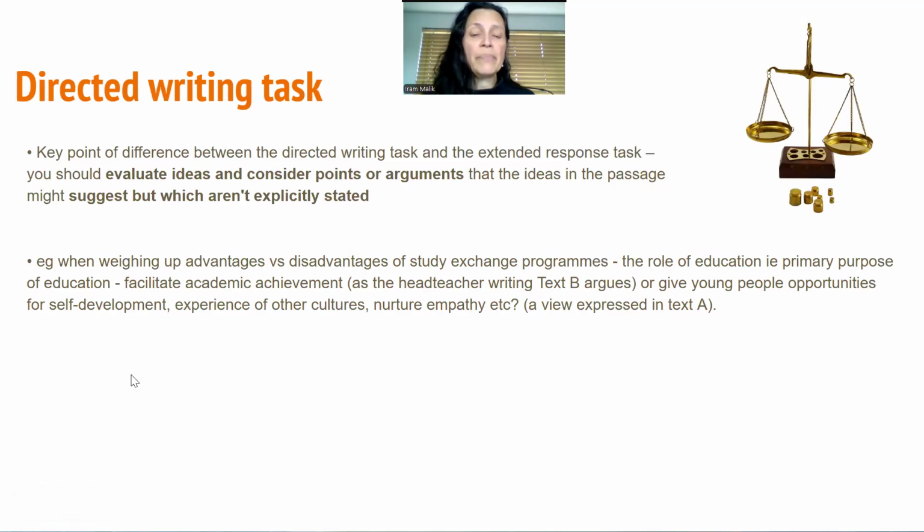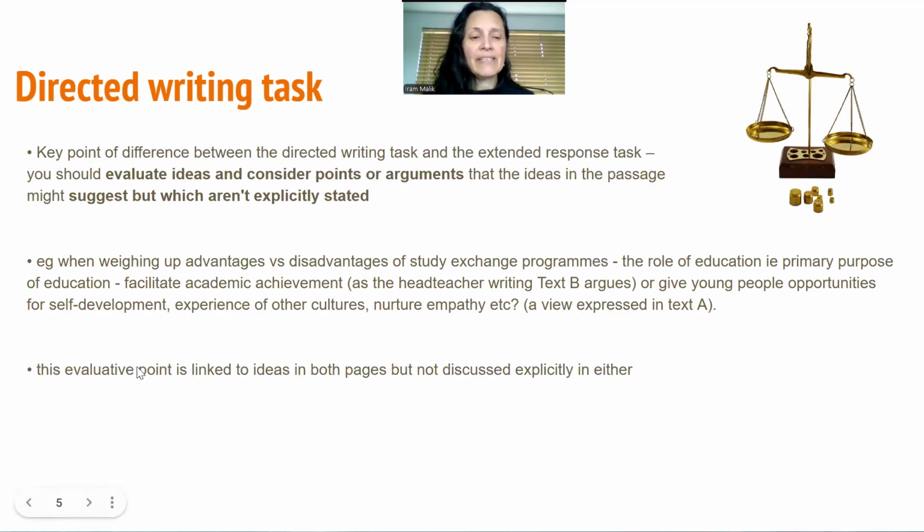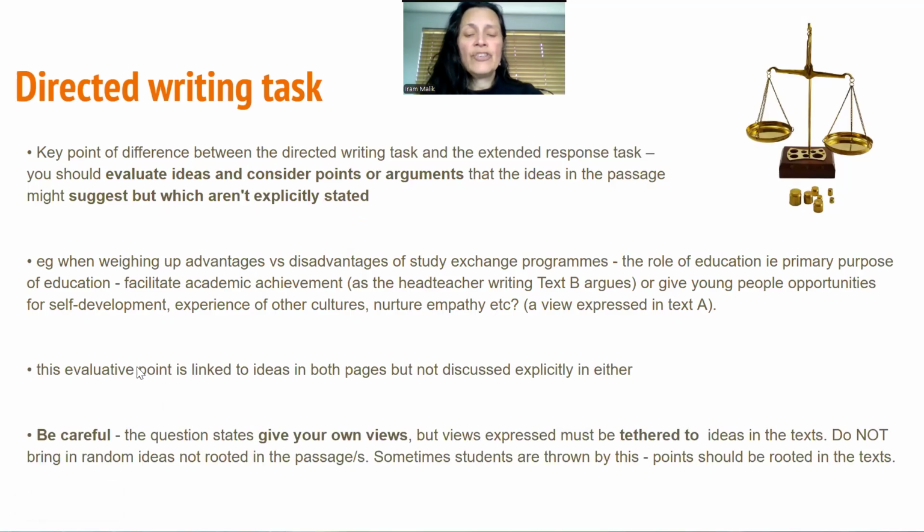But it's very important that we recognize that evaluative points and ideas should be linked to those ideas and arguments presented in the passages. Sometimes students get caught out with this and they think that when they're invited to present their own views, there's a license to bring in ideas and thoughts of your own based on other material outside of the passages that you've been presented with.